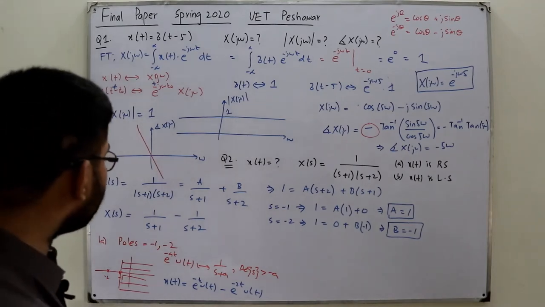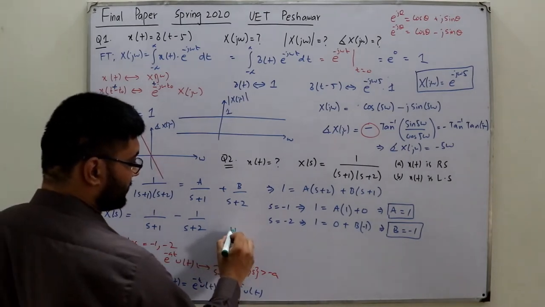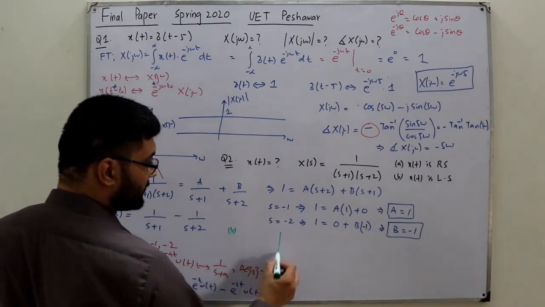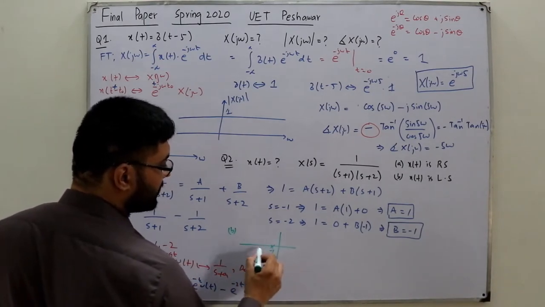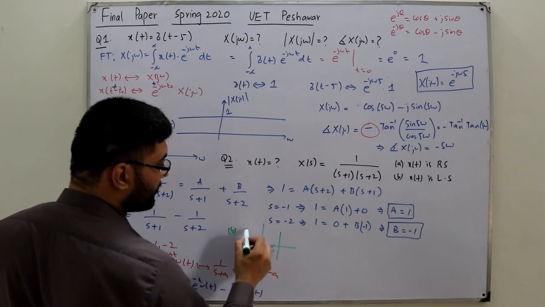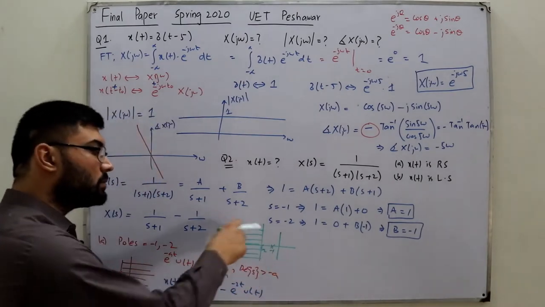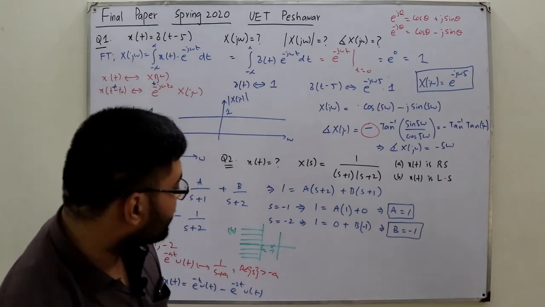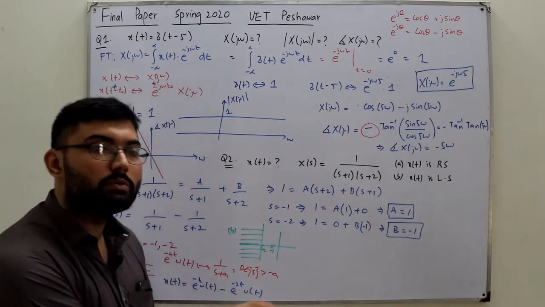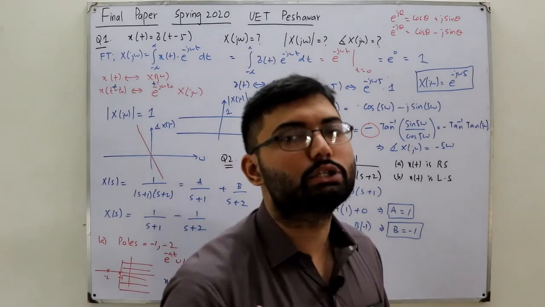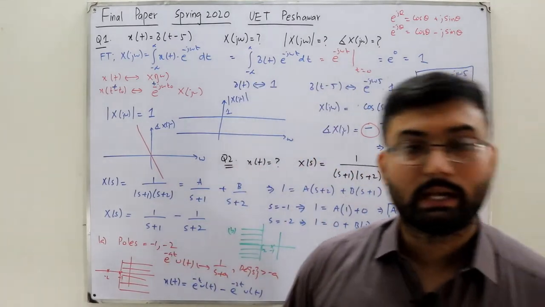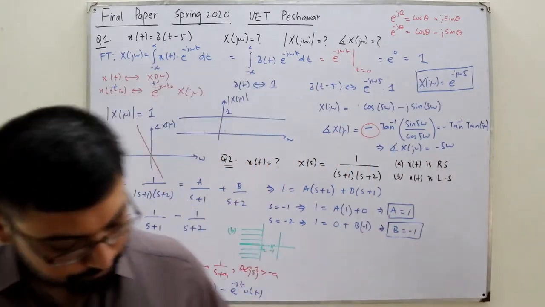Part B, if this is a left sided signal, the ROC would lie to the left of the leftmost pole. Now again, let me clear one point. The ROC would not include this pole. Over here, it's to the left of minus 2, which means it would start at minus 2.001, but it would not include minus 2.